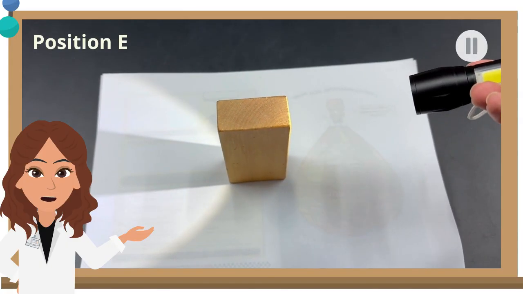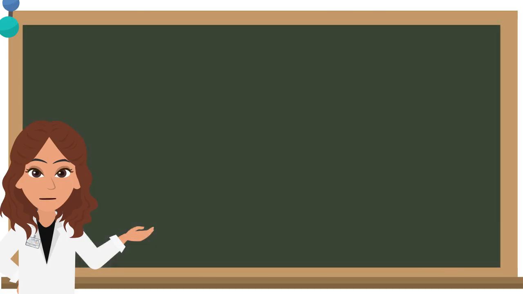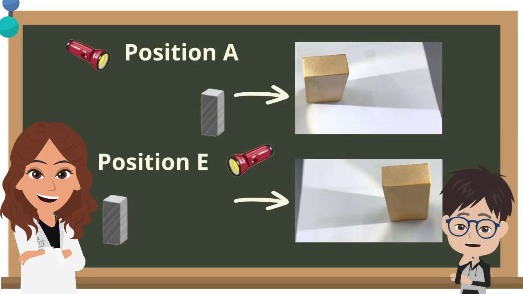Where is the torch when the length of the shadow is the longest? Pause and discuss. Position A and position E form the longest shadow.